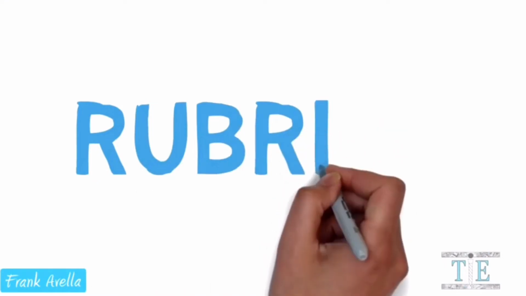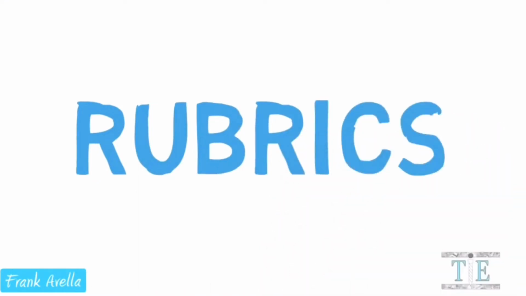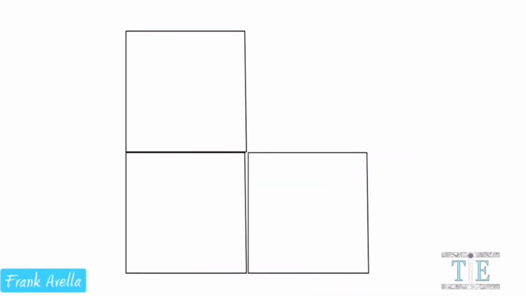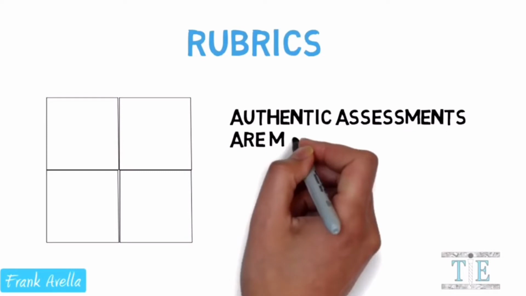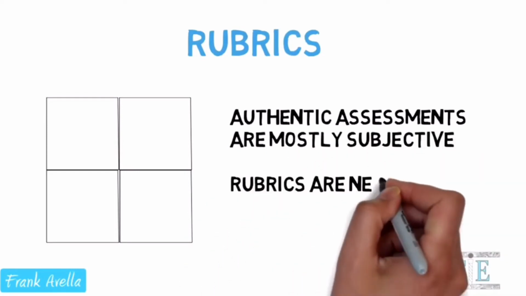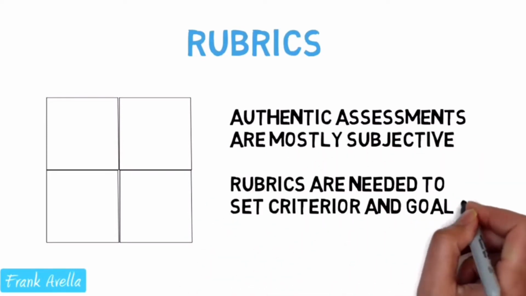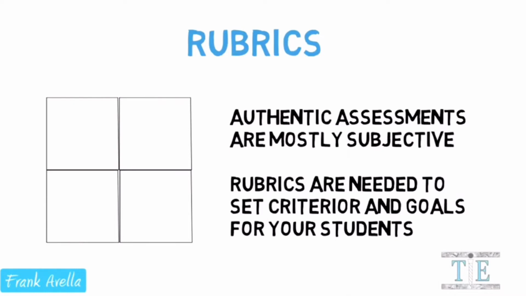Lastly, rubrics. Rubrics are mostly tied to authentic assessments. Rubric design may vary, whether it be holistic or objective. Authentic assessments are very subjective in nature, so rubrics are needed to set criteria and to set goals for these authentic assessments.